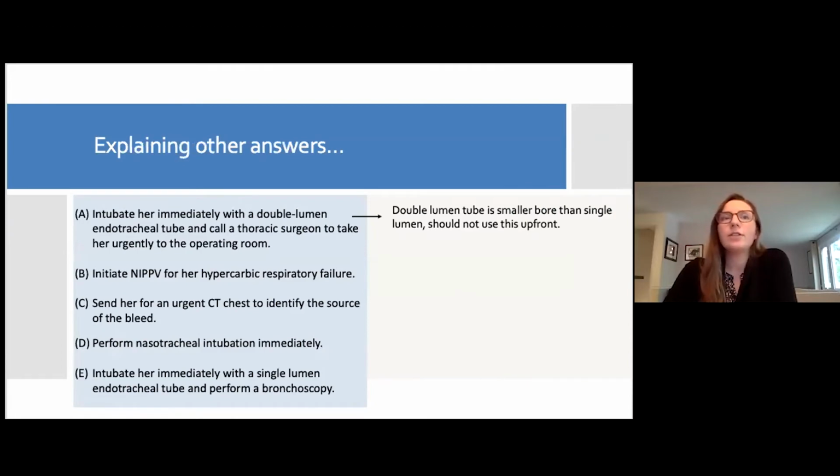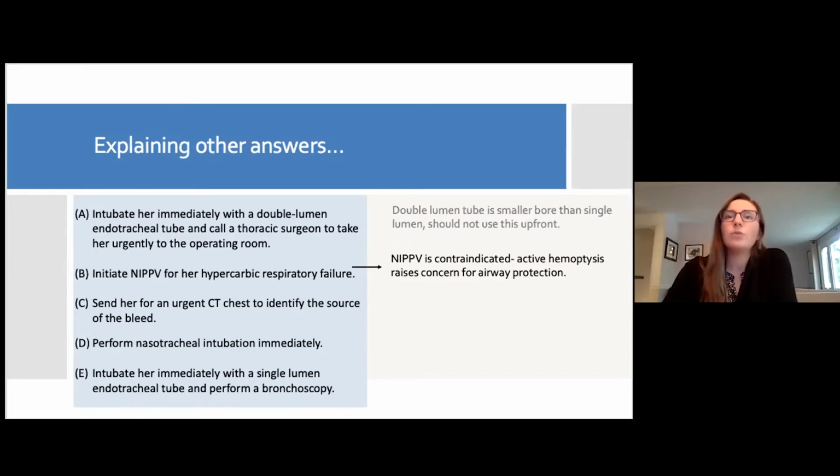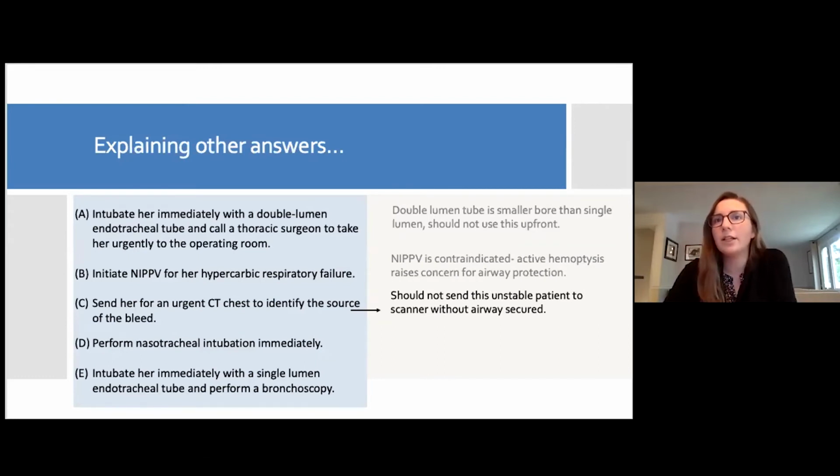So when we look through our answers, A, a double lumen tube is actually smaller bore than single lumen, and so this should not be used up front because of our goal of using the largest bore ET tube. Non-invasive positive pressure is contraindicated here because this active hemoptysis raises concerns for airway protection. So this would fall into our relative contraindication category for non-invasive. Sending her for a chest CT would not be a good idea. This is an unstable patient and you would be sending her without a secured airway and then asking her to lie flat, which would be dangerous.